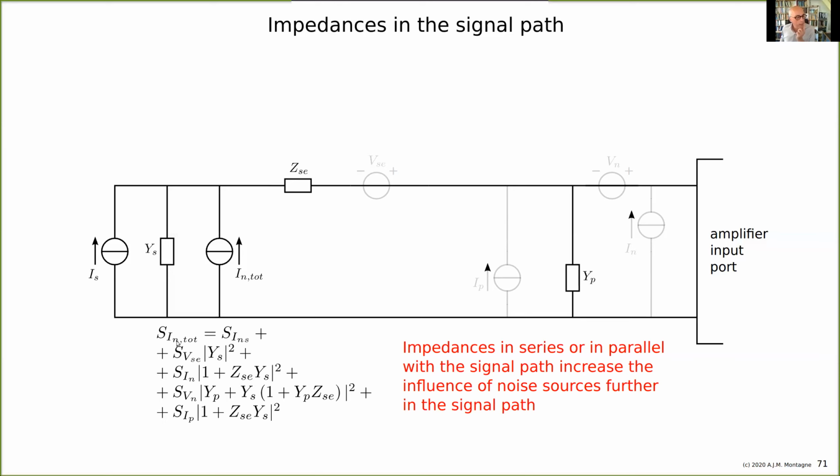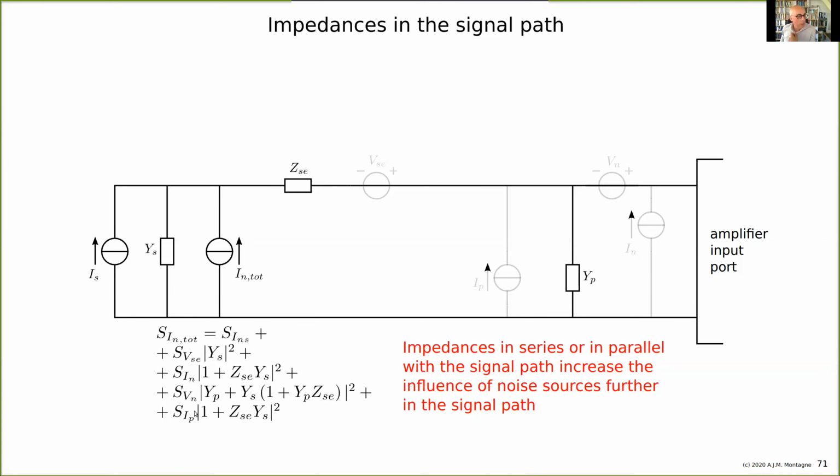Let's look at it. The total spectral density of the total current noise is of course more than that which was originally there, that was SINS. That is just associated with the source. And you see all the other terms are contributions from other noise sources. You see four noise sources. SVSE was the noise associated with this impedance that I inserted in series with the signal path. SIN was the equivalent input current noise of the amplifier, the two-port. SVN was the equivalent voltage noise of the amplifier, and SIP was the noise associated with the parallel admittance that I placed in the signal path.